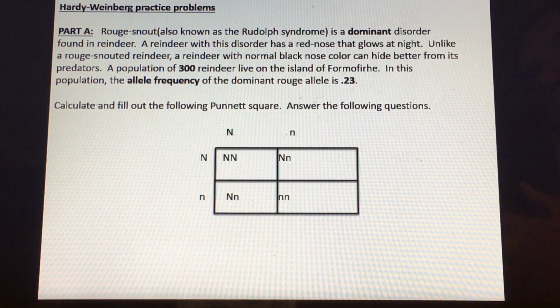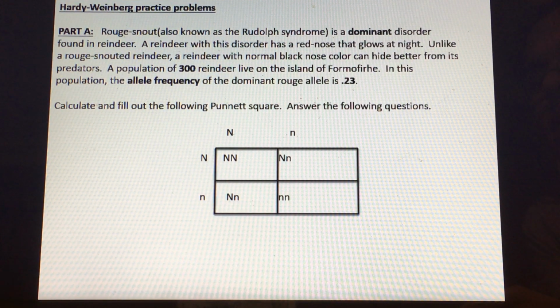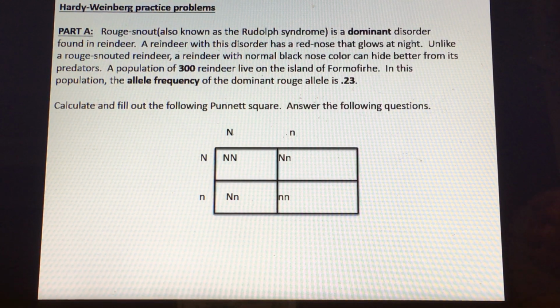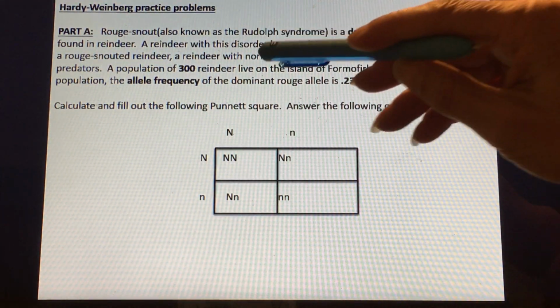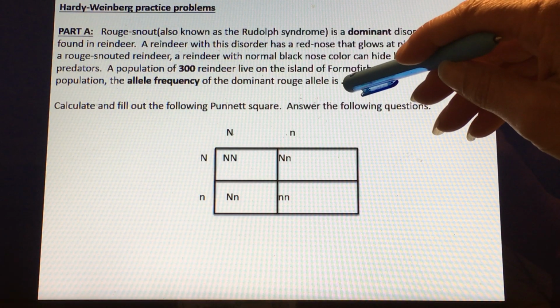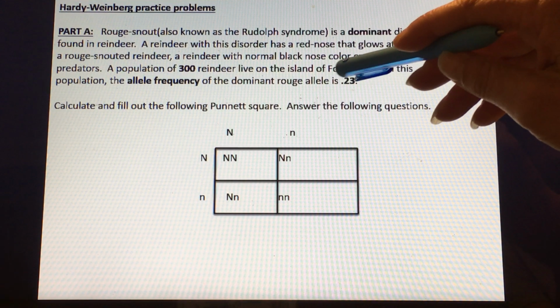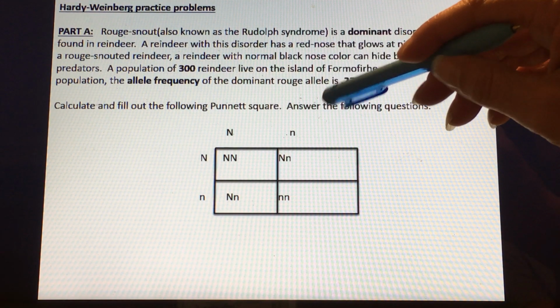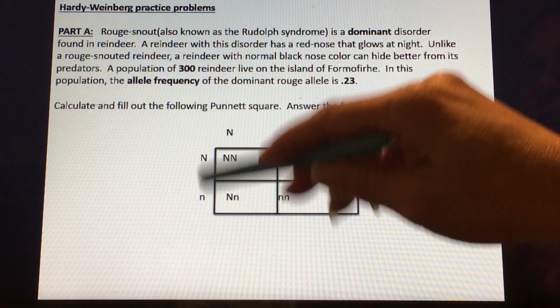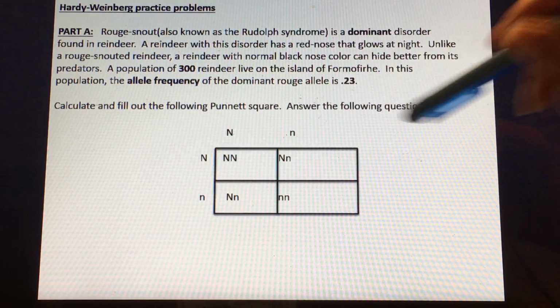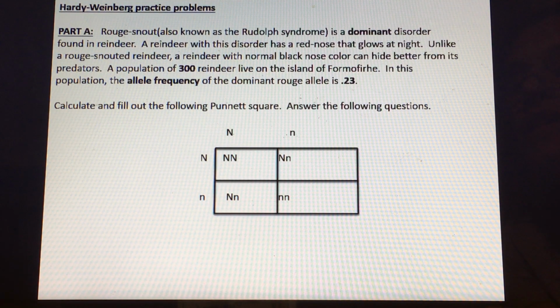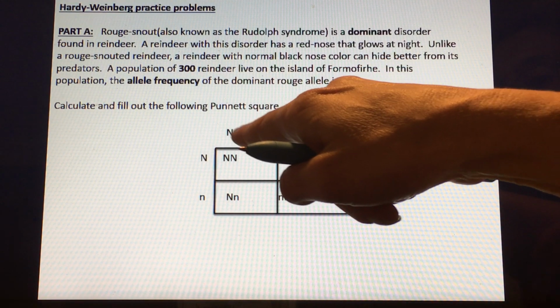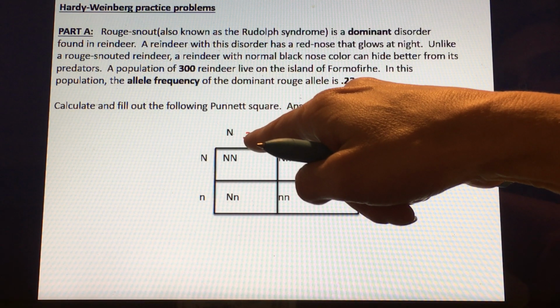Now, normally if we were in class, somebody would ask, is this a real disorder? At which point I would say, of course not. This is a made-up disorder that we created just to have some practice problems. But the allele frequency of the dominant allele is 0.23. So if we have allele frequencies, they go on the outside of the Punnett square. Okay, so the dominant allele frequency goes here by the big N.